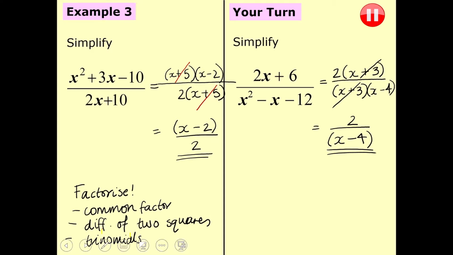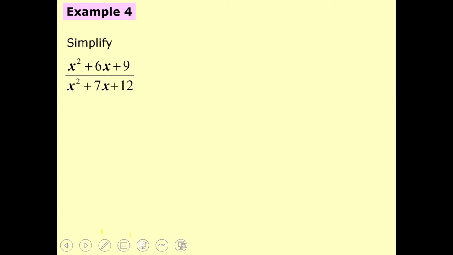Okay, on to our last example. This time, hopefully you've noticed, going through your steps of factorising, this one we have trinomials on the top and also on the bottom. We're just going to use the skills that we've learned in the previous 3 examples, and we're just going to factorise the numerator if we can, and then factorise the denominator. So for this one, we're going to go ahead and factorise.